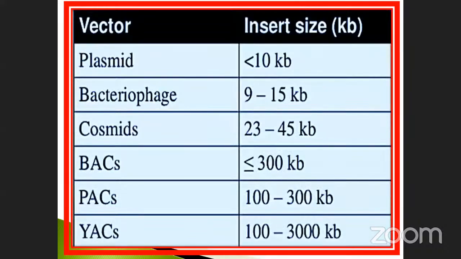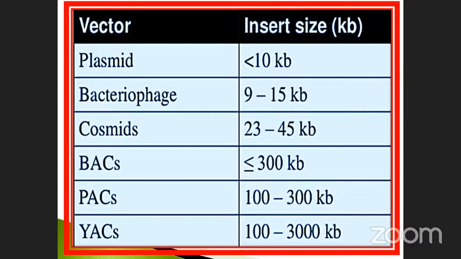See the vector insert size. This is also very, very important, my dear. Please note it down. Plasmid, more than 10 kb size we can insert. Suppose it is bacteriophage, 9 to 15 kb. Already we discussed 10 to 20, isn't it? In between. Okay. Cosmids, note it down, my dear: 23 to 46. Just double 23 to 46, in between that range. Don't forget, cosmid is nothing but 23 to 45 kb.